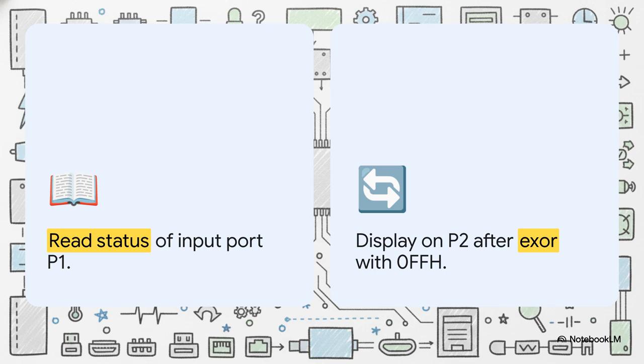Now, here is where things get really interesting. You aren't just moving data from point A to point B anymore, you're changing it on the fly. You need to take your continuous read from port P1 and perform an exclusive OR, an XOR operation, with the hex value 0FF before pushing it to port P2. As an engineering student, you probably recognize right away what XORing with all ones actually does. It perfectly inverts every single bit, so if a switch is flipped on, the corresponding LED goes off, and vice versa. This is a super practical lesson in intercepting and altering hardware signals using basic bitwise logic.